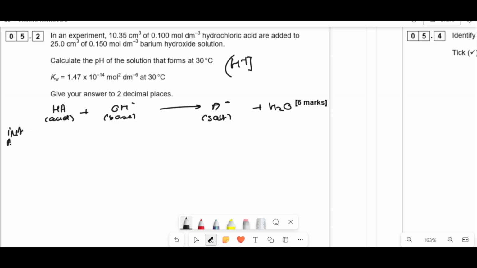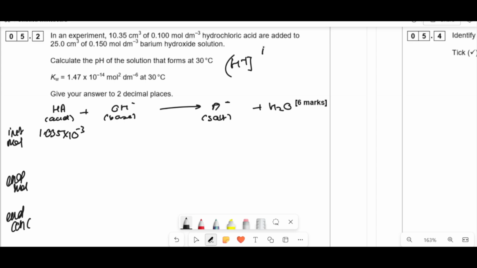So what I do is I write the initial moles, then the concentration, and then I have to look for all the pieces for the acid. So the acid's moles is going to be the volume times its concentration, right? So it's going to be this over 1,000 times that. So if I do that, I get this many moles. So 1.035 times 10 to the minus 3 moles of this acid. Cool. Now with the OH minus, that doesn't mean you just dive into doing this.